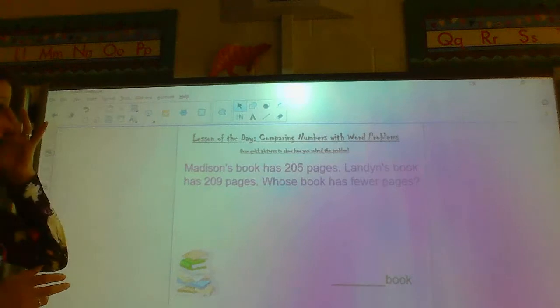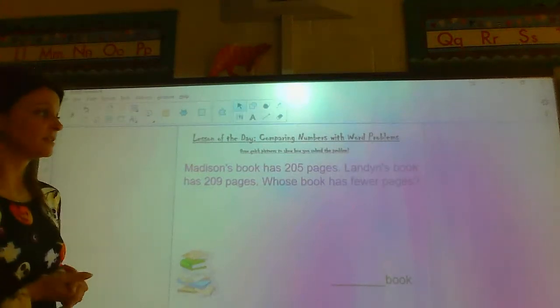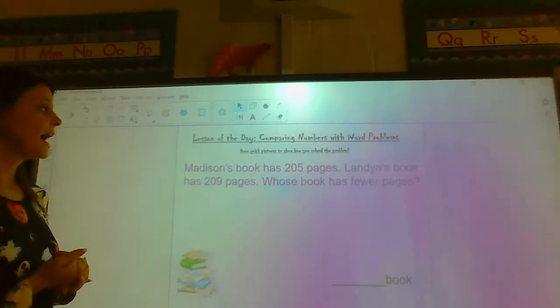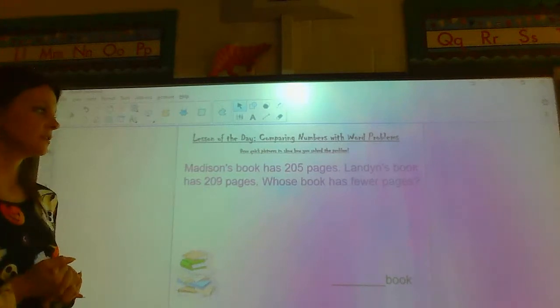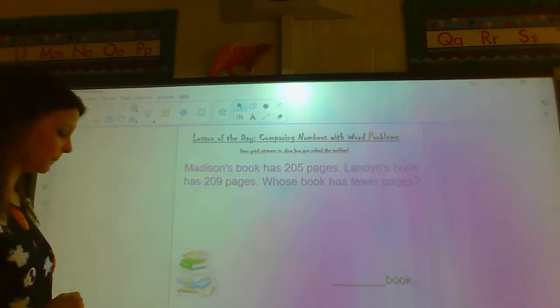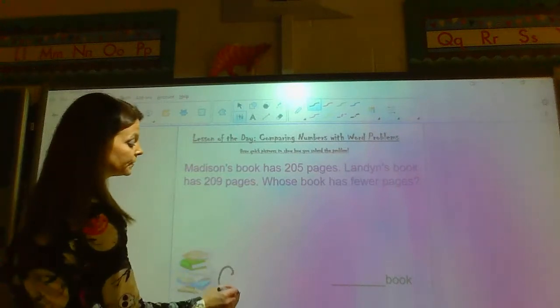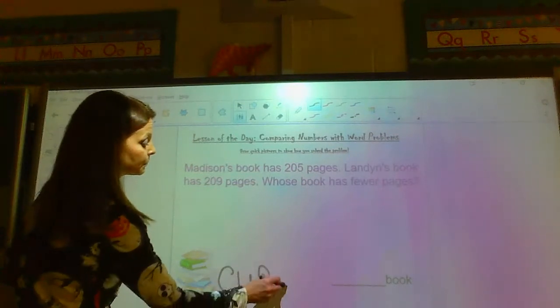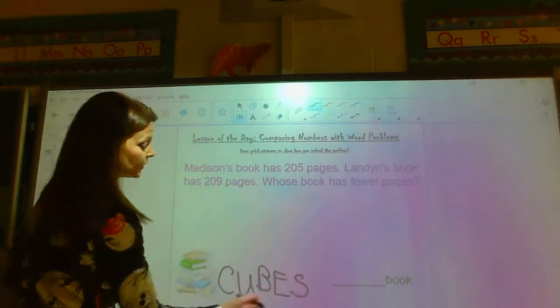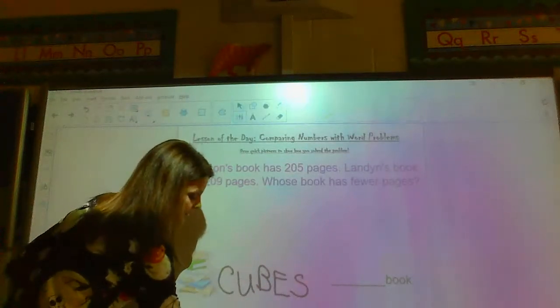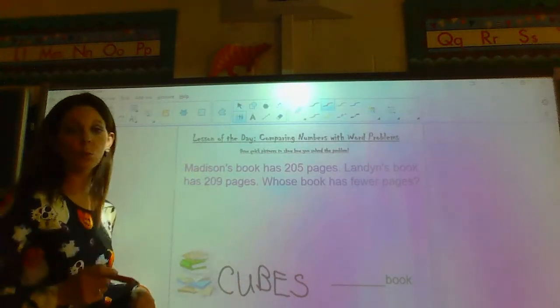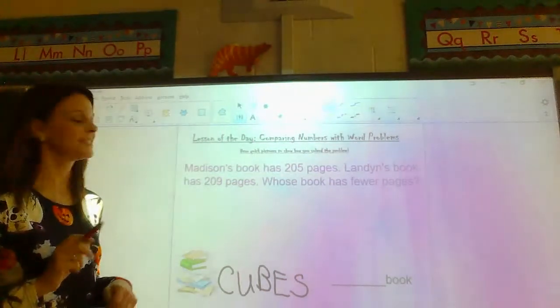Madison's book has 205 pages. Landon's book has 209 pages. Whose book has fewer pages? Once again, we're going to CUBES our word problem by carefully reading it 2 times. I already read it once. You're going to read it with me this time.